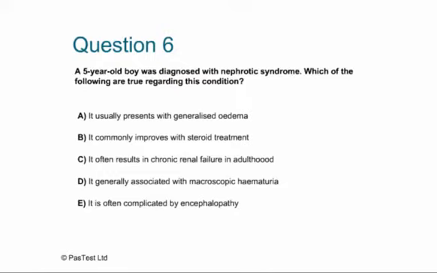A, it usually presents with generalised edema. B, it commonly improves with steroid treatment. C, it often results in chronic renal failure in adulthood. D, it's generally associated with macroscopic hematuria. And E, it's often complicated by encephalopathy.